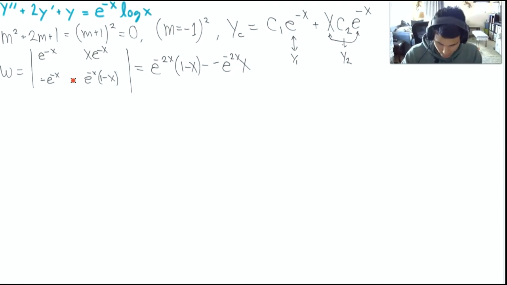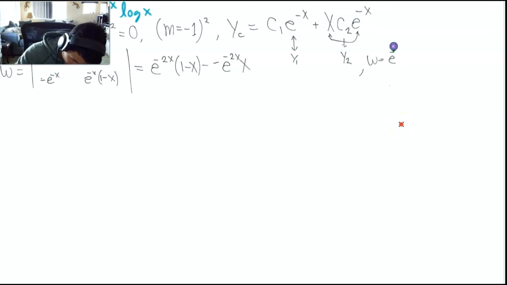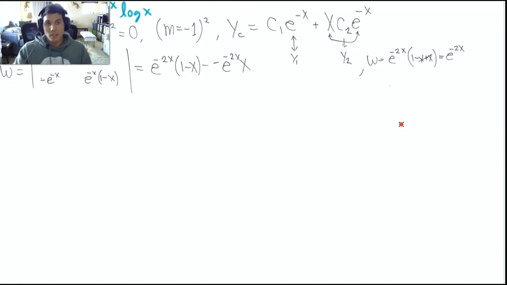Let me just write it over here. W is equal to e to the negative 2x, and it's going to be 1 minus x plus x. This goes away, and it's just equal to e to the negative 2x. Okay, that's W. That's nice.